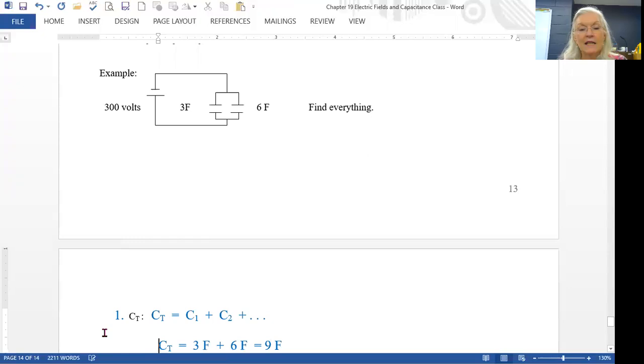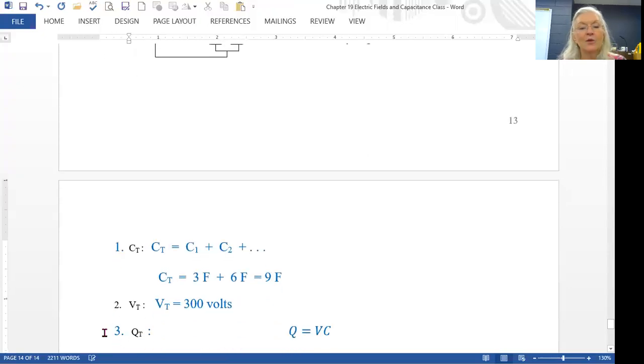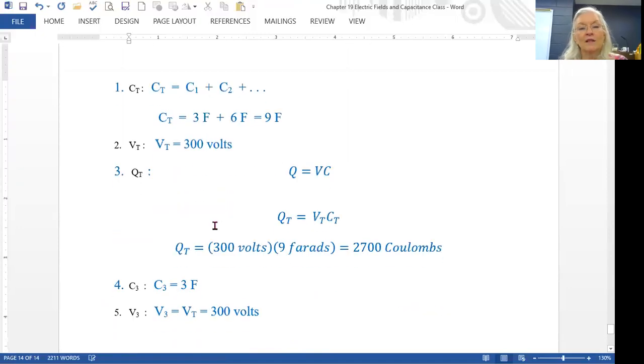C total would be, you just add the capacitance. So 3 farads plus 6 farads gives you 9 farads. V total is the size of the battery, so 300 volts. And to find Q, we use our formula. Q equals V times C, so Q is 300 volts times 9 farads, or 2,700 coulombs.